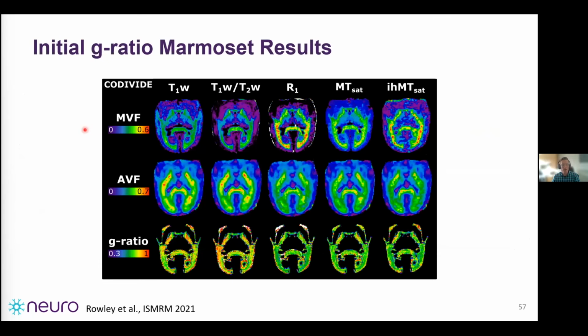And just some initial work that I showed at ISMRM last year, we're looking at calculating the myelin volume fraction map and validating the different metrics you can use to quantify this, such as T1 weighted, T1 divided by T2, R1, MT-SAT, and this ihMT-SAT. And then we need to quantify axonal volume fraction with diffusion metrics, ultimately to get a G ratio. So this initial work was just looking in the white matter, but we're hoping to use histology to push this model into the cortical gray matter.